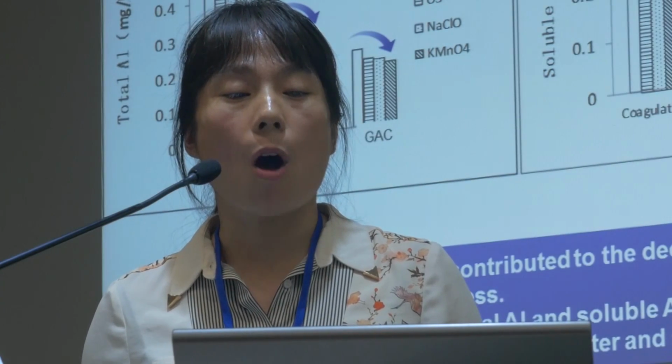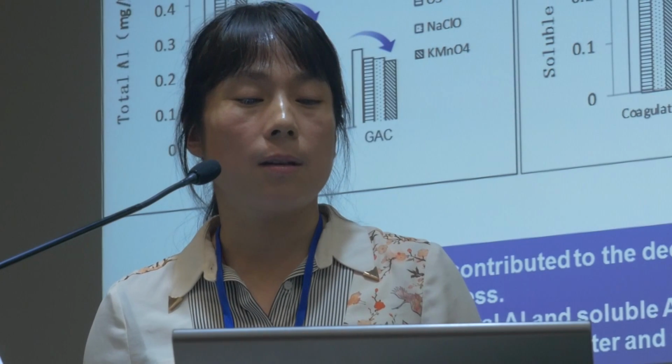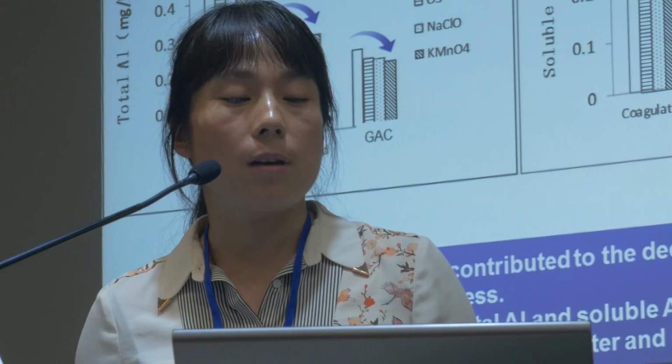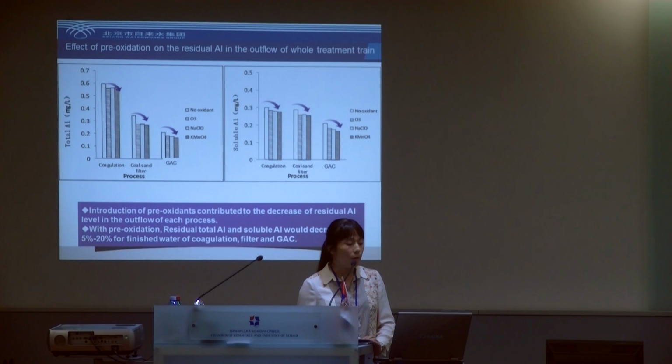This slide is the effect of pre-oxidation on the residual aluminum in the outflow of the whole treatment process. The left-hand figure is the total aluminum, and the right-hand is the soluble aluminum. We could see with the addition of pre-oxidant, the concentration of aluminum has a trend of reduction. That is to say, introduction of pre-oxidants contributed to the decrease of residual aluminum level in the outflow of each process. And with the pre-oxidation, residual aluminum and the soluble aluminum would decrease 5% to 20% for finished water.